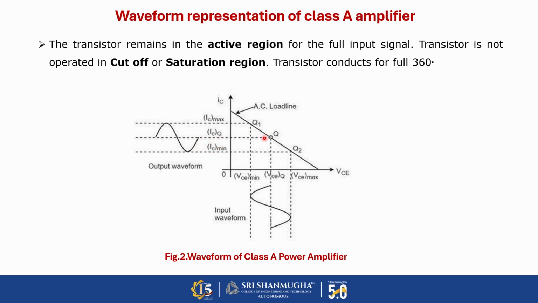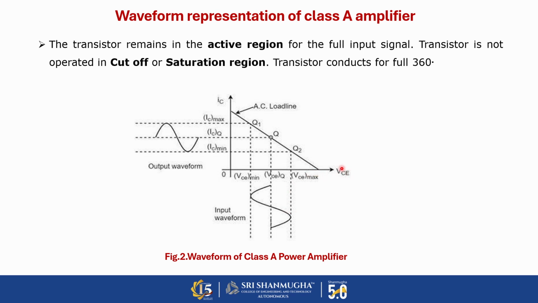When the signal is applied, the Q point is moved to Q1 and Q2. At that time, the output current IC, because we are taking the output only at the collector terminal, increases to IC maximum and decreases to IC minimum. So this is the waveform representation for the input signal. And next, similarly, in the same way, we are calculating the output waveform at the VCE terminal, because we are taking the output at the collector and emitter terminals.